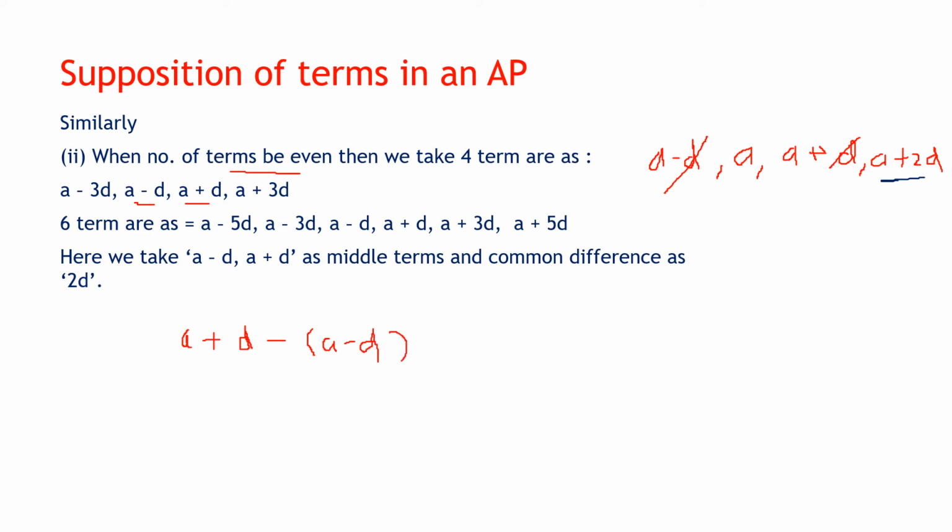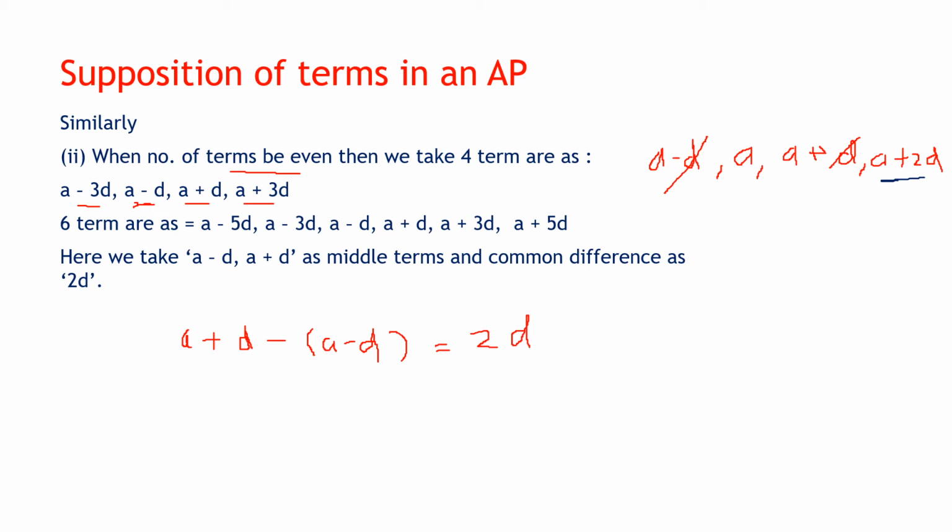So when you open the bracket, the minus becomes plus. So we get the difference to be 2D. In the even number of terms, the difference is 2D. So if you do A minus D minus 2D, you get A minus 3D. And if you do A plus D plus 2D, you get A plus 3D.